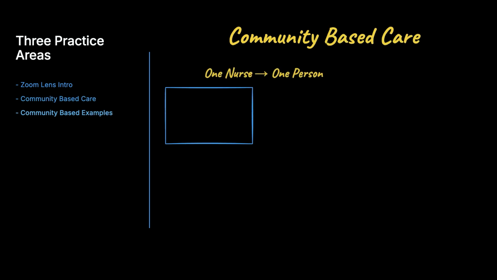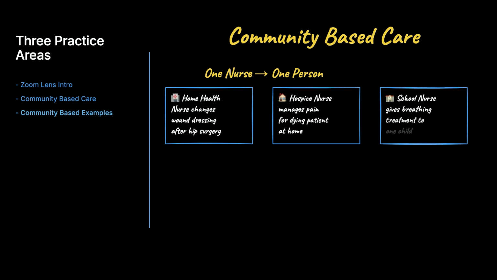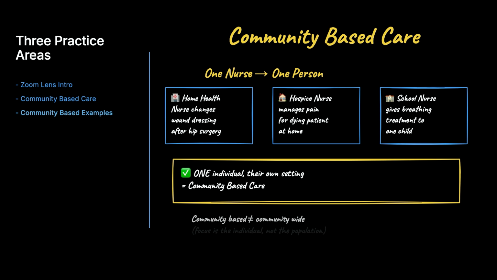Picture these clearly. A home health nurse changes a wound dressing for an older adult after hip surgery. A hospice nurse manages pain for a dying patient at home. A school nurse gives a breathing treatment to one child during an asthma attack. Each time, the nurse cares for one named person, so this is community-based.